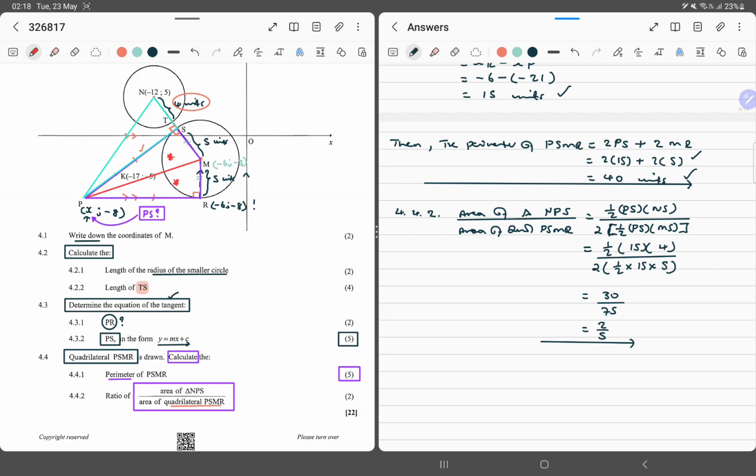0.5 into 15 into 4. I don't trust myself. Divide by 2 into 0.5 times 15 times 5. Yes, it's 2/5. Now that we are happy, we've got the marks here. It was just 2 marks.